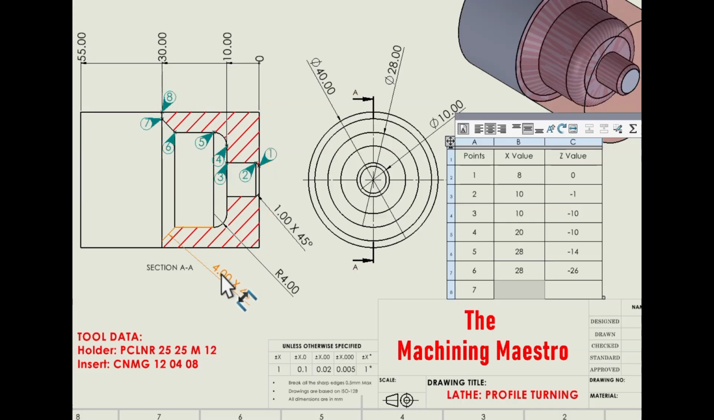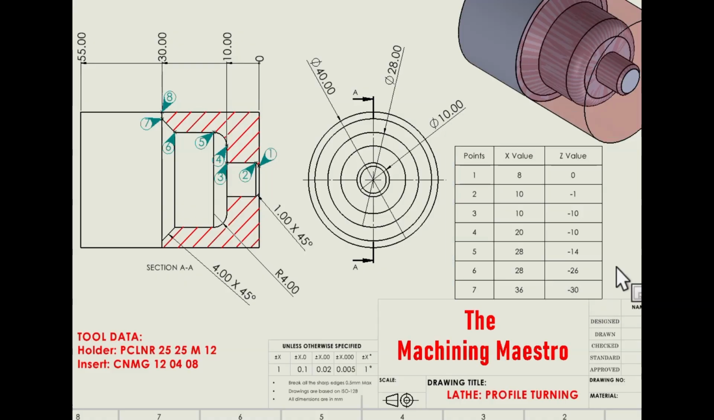So 28 plus 4 plus 4, meaning 8. 28 plus 8 is 36. So the diameter will be 36. The Z value is already given, so you put minus 30.